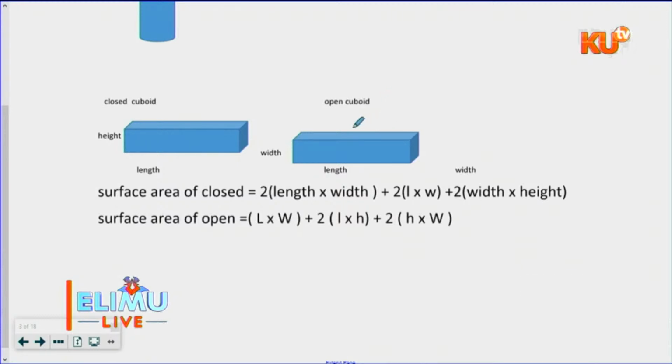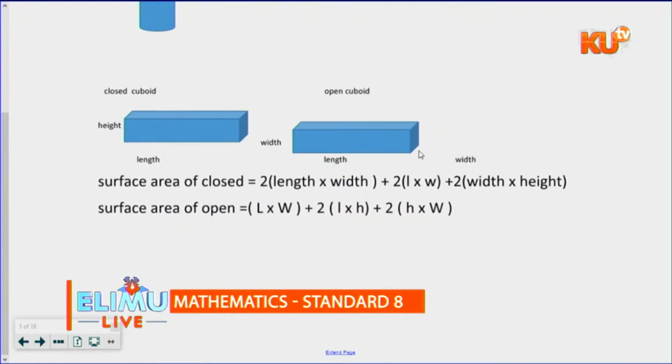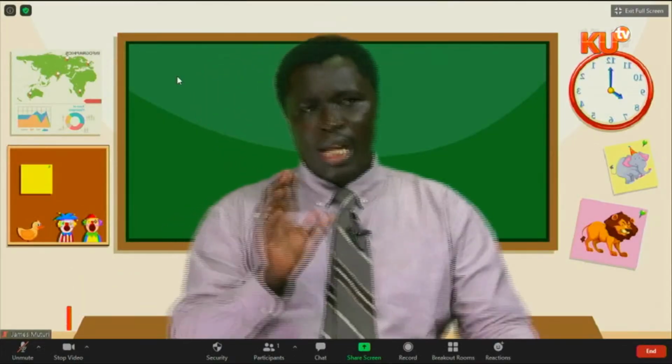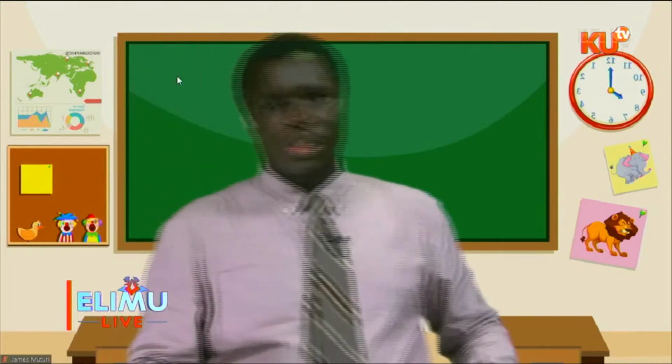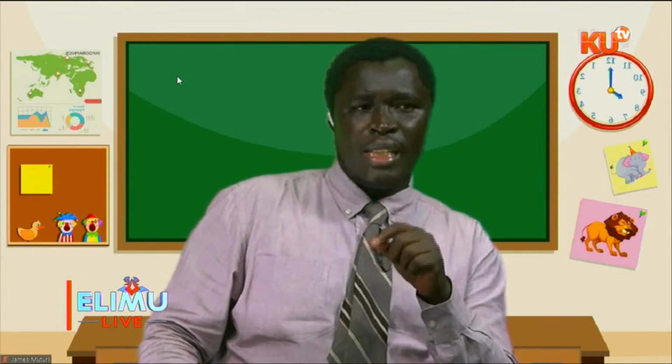And most people assume it is only the top that is always open. Any face can also be missing, and we have the top and the remaining parts. So be very keen on checking which face is not there. Now, those are the 2 types of cuboid, and those are the formulas for getting the surface area of the cuboid.